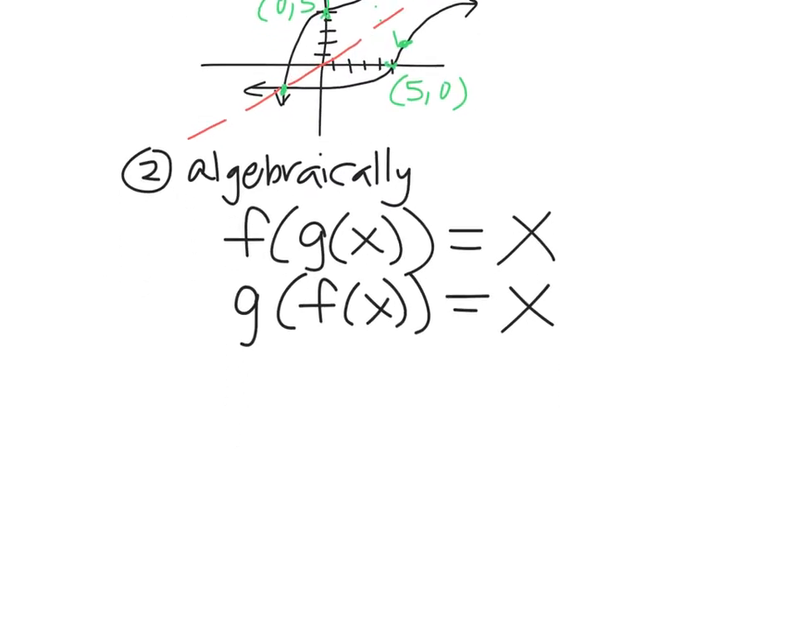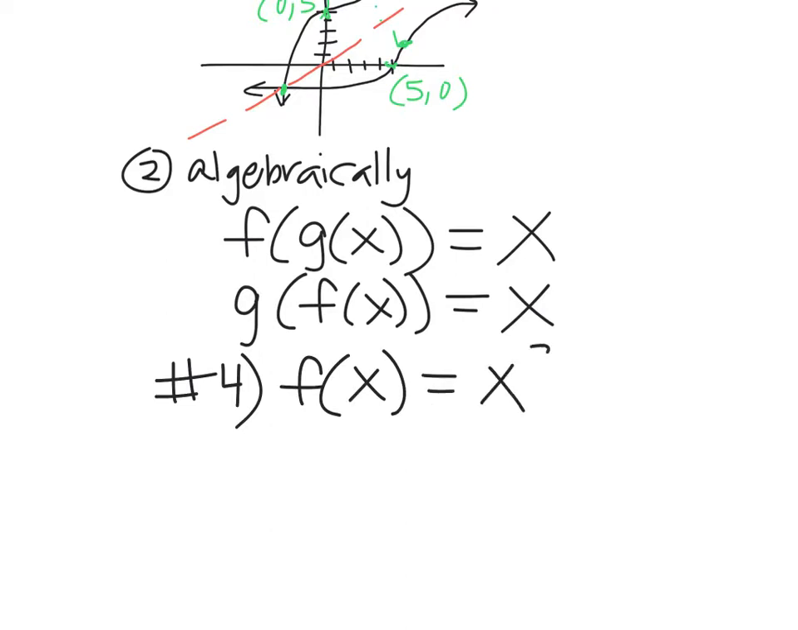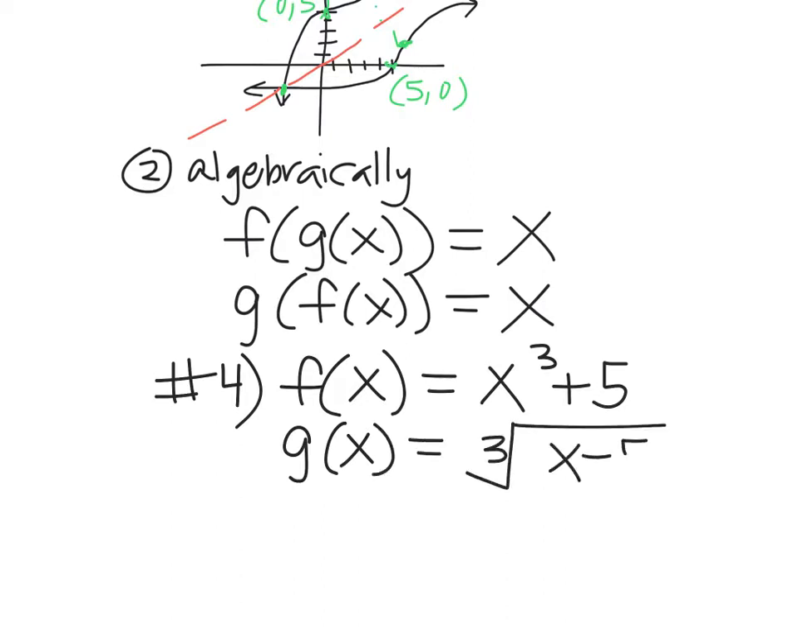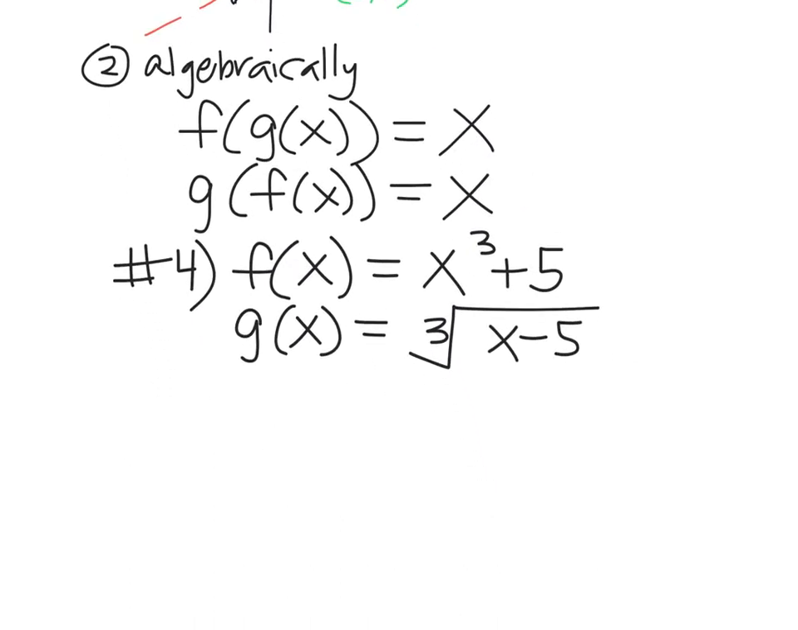All right, so here we go. What number am I on? 4? 5? So let's do this one. f of x equals x cubed plus 5, and g of x is equal to the cube root of x minus 5. We showed graphically what it looked like, but now we're going to verify it algebraically.